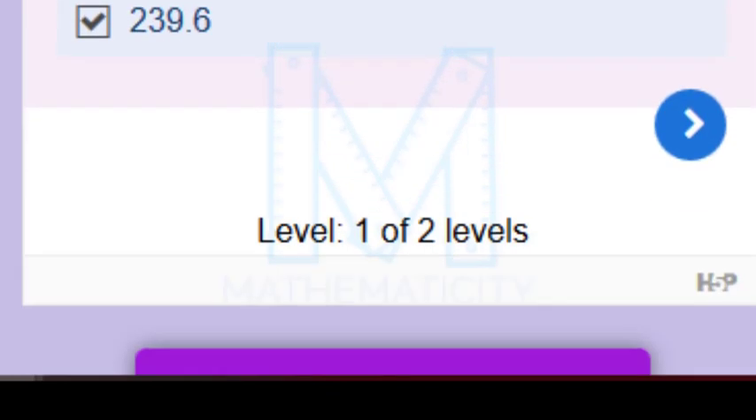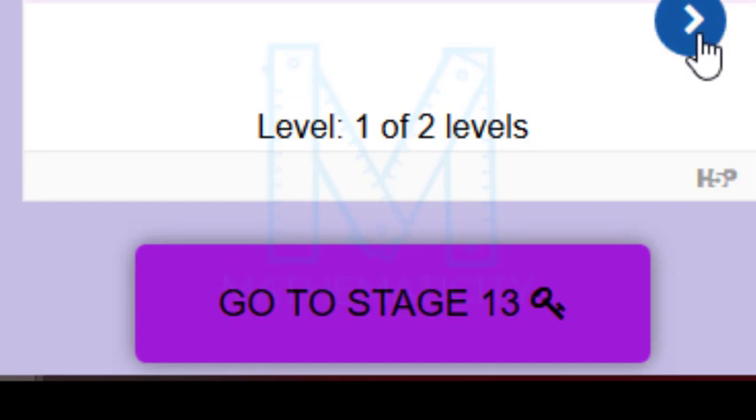So once you're done with the last question, you hit this button to the next level, and when you get your password, having gotten all your points correctly, you hit this button to the next stage.